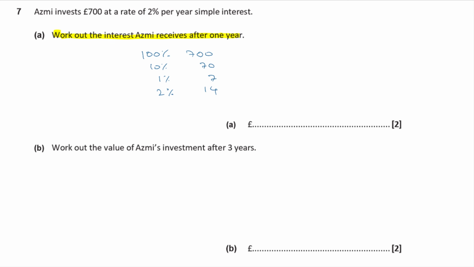So note, we're just trying to work out what the interest is. We're not working out the final amount of the investment. So that's just the answer there, isn't it? It's going to be 14 pounds.